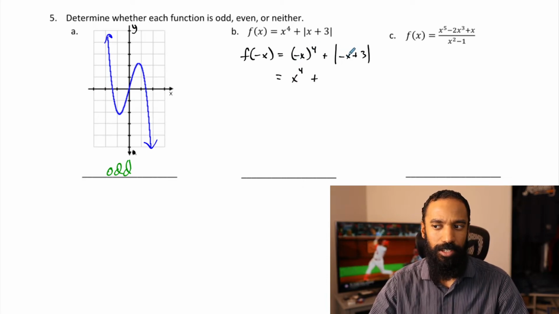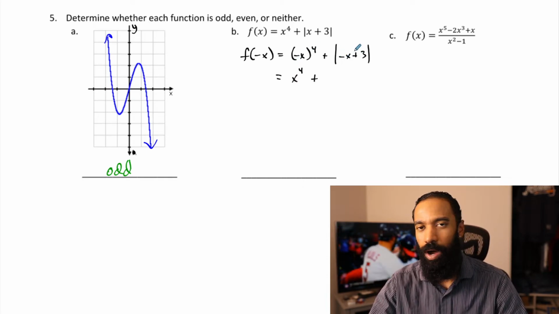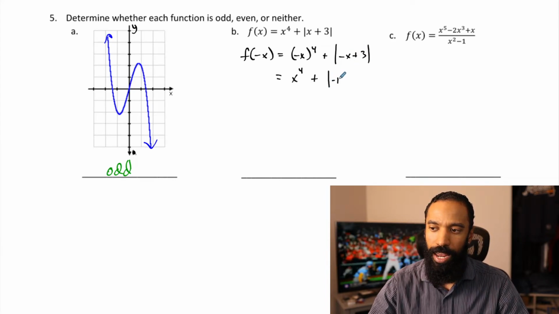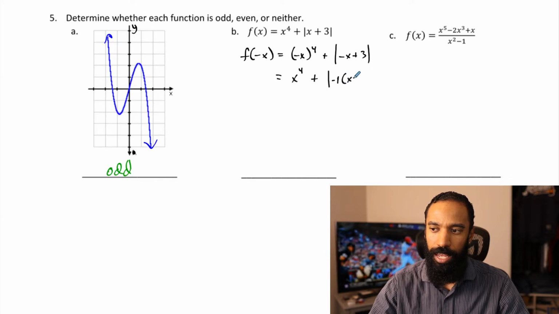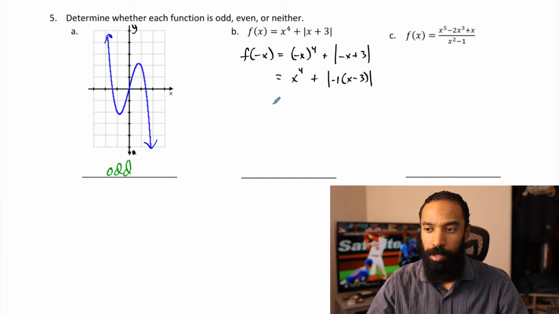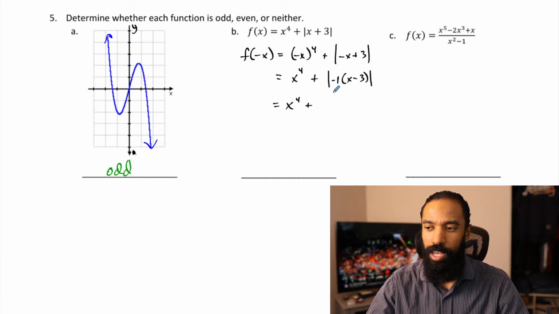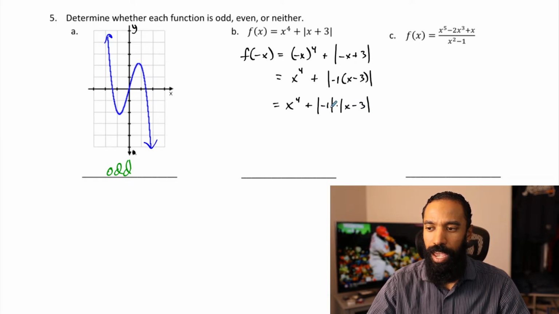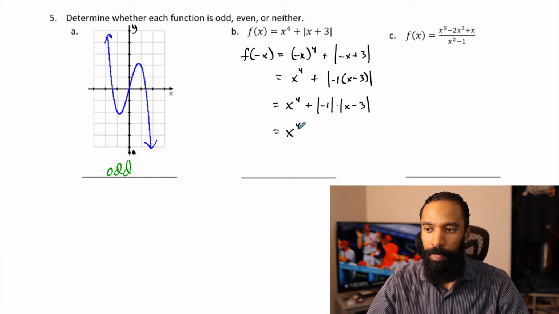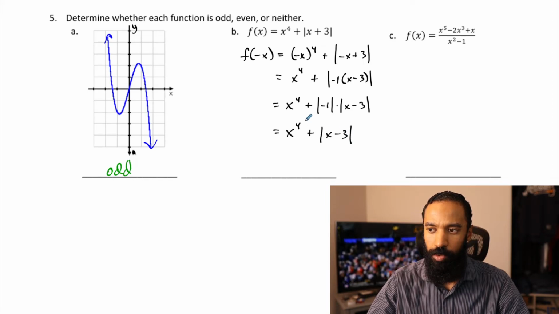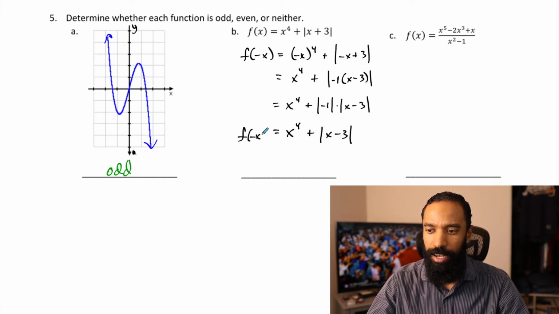Right here, if x is negative 2, it changes things. Plus, this is a quantity. What I could do is factor a negative 1 out of this whole thing, and I get x minus 3. These are the tips and tricks of absolute values. An absolute value of a product is the same thing as the product of the absolute values, like that. And the absolute value of negative 1 is 1. So this becomes x to the fourth plus 1 times x minus 3, which is x minus 3. So that's f of negative x.